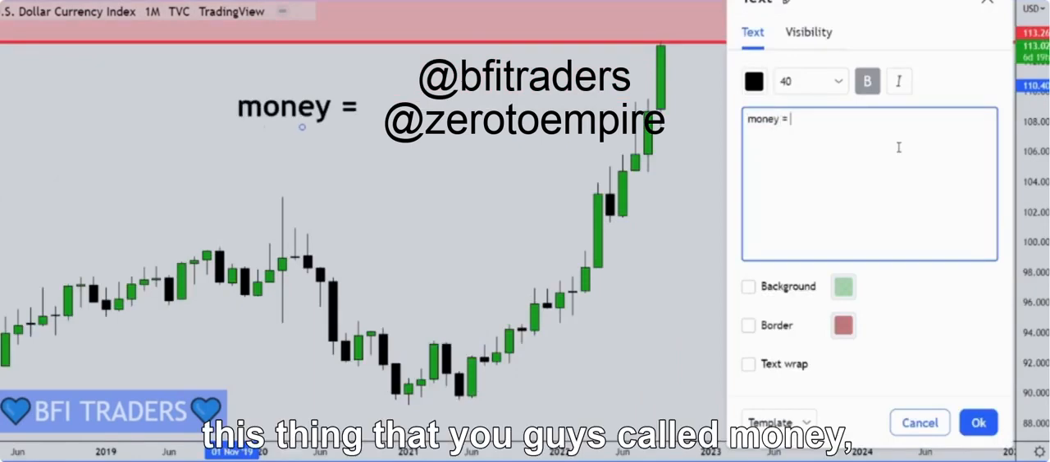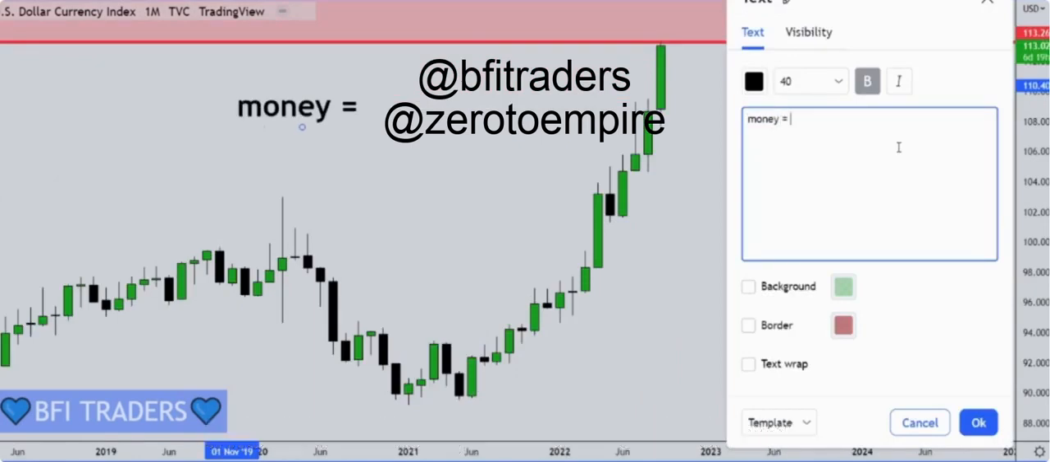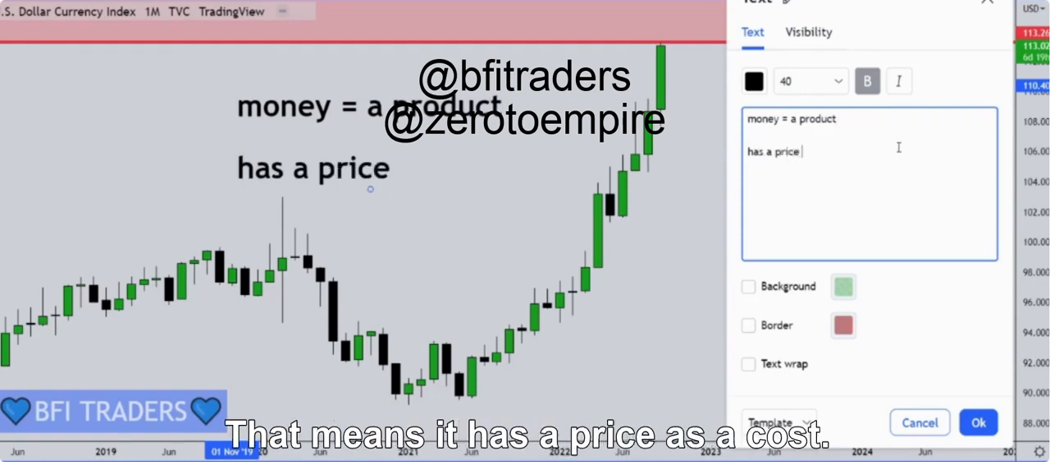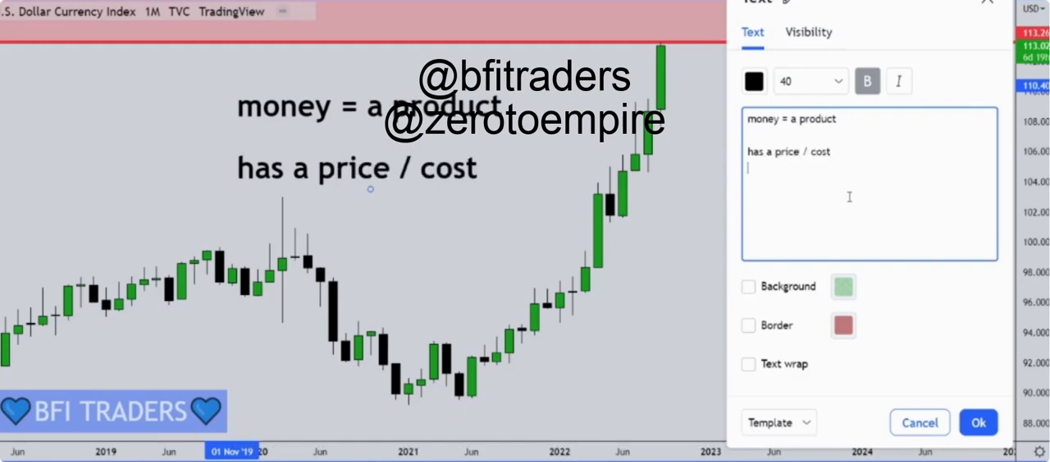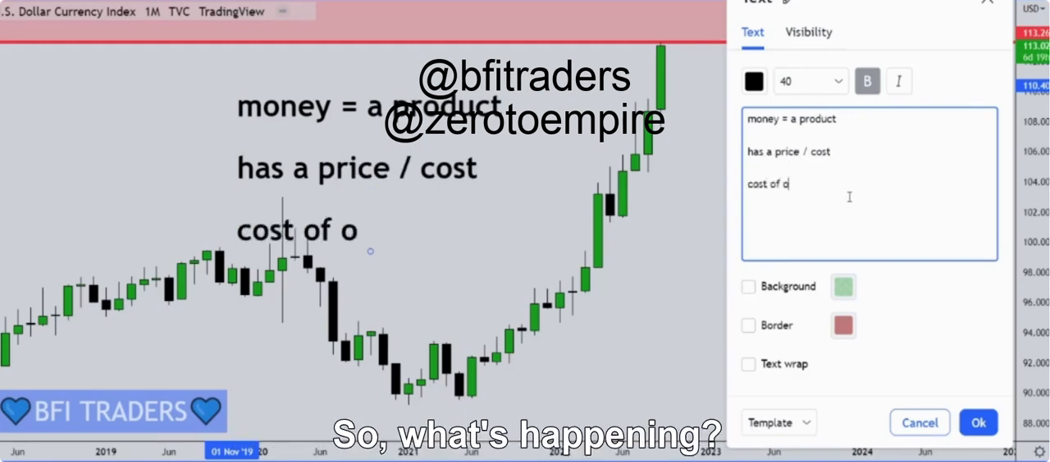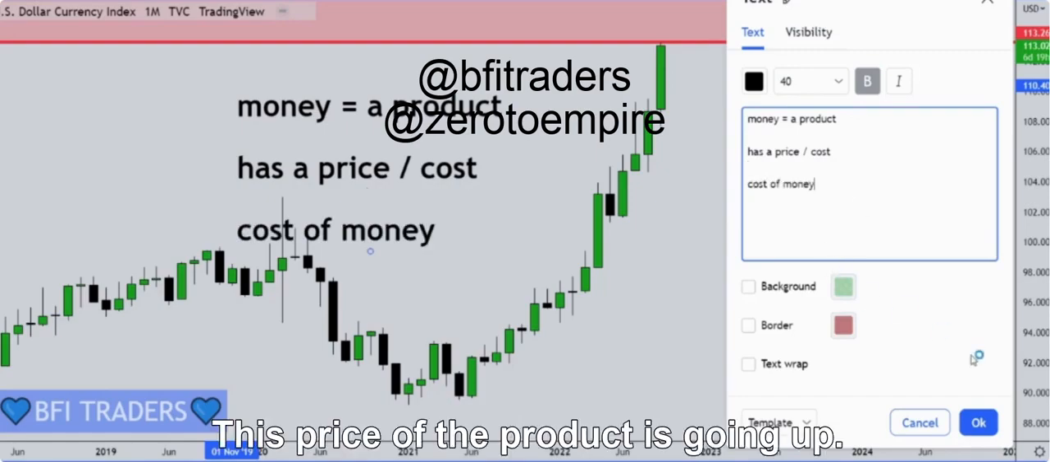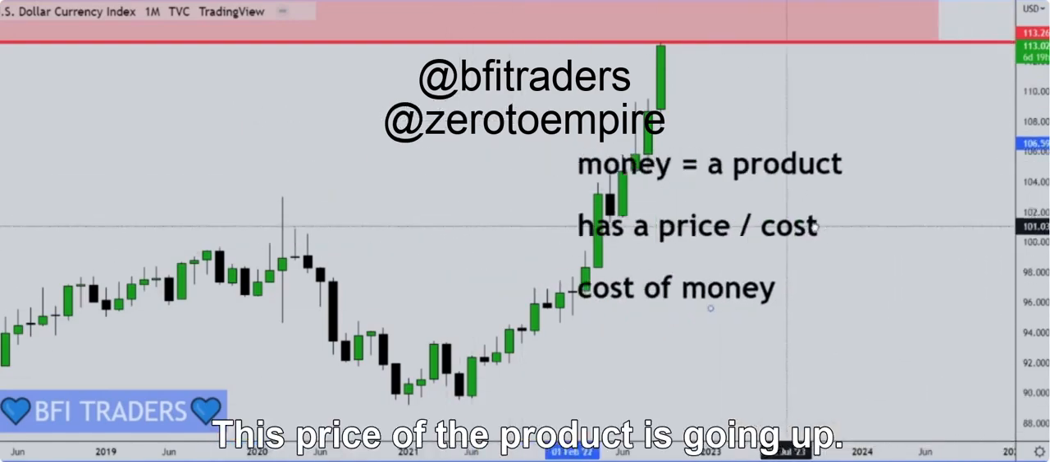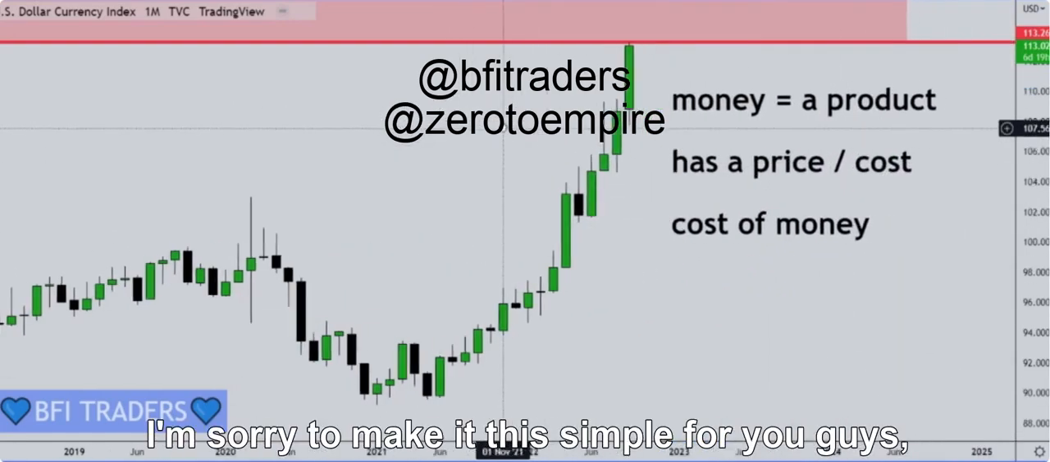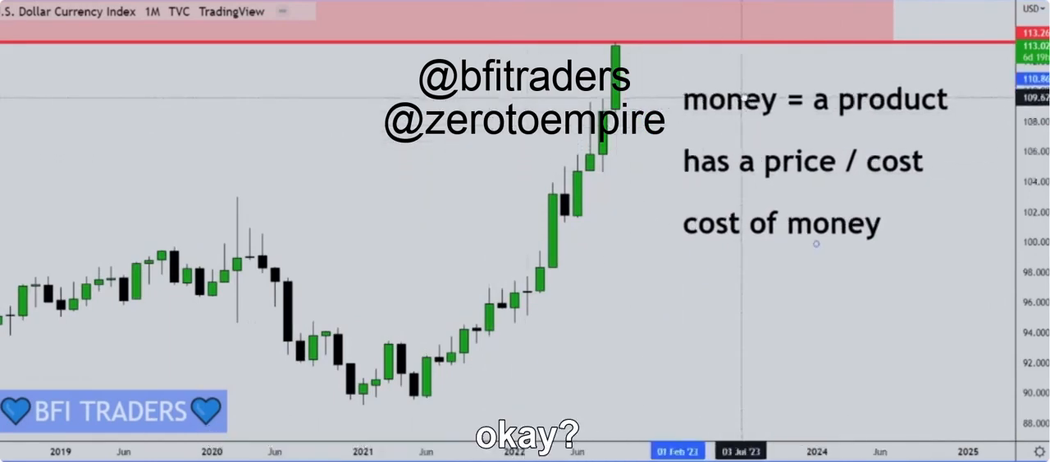This thing that you guys call money, it's a product. So what does that mean? That means it has a price, it has a cost. So what's happening? This price of the product is going up. I'm sorry to make it this simple for you guys.